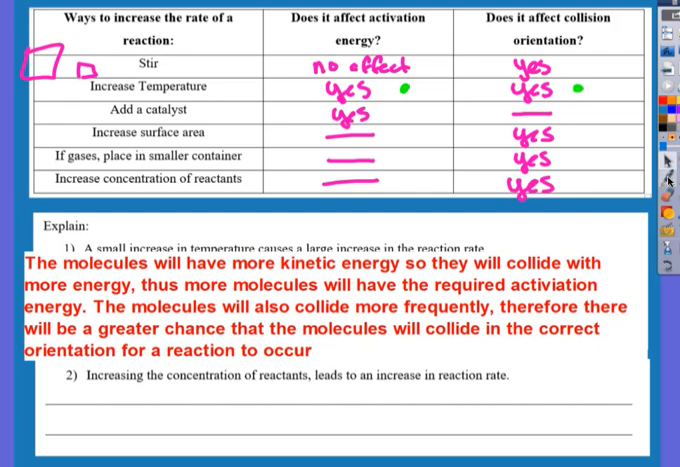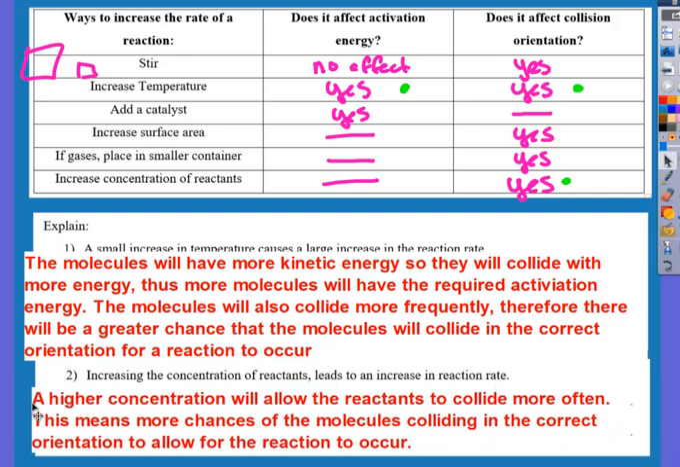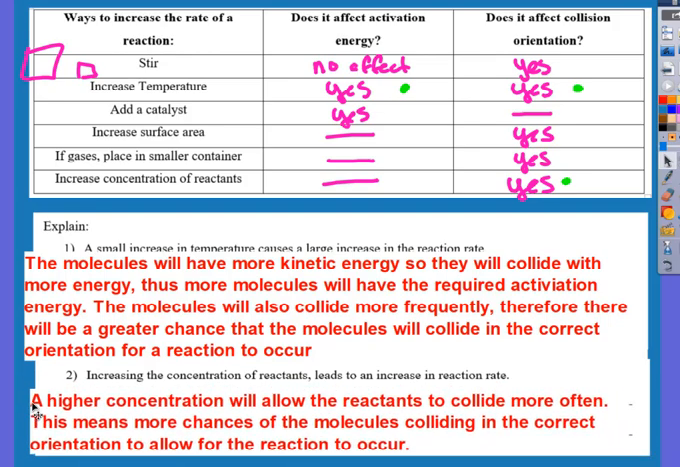Increasing concentration only affects orientation. So my complete answer for that one would be: a higher concentration will allow the reactants to collide more often. This means there will be more chances for the molecules to collide in the correct orientation to allow for the reaction to occur.